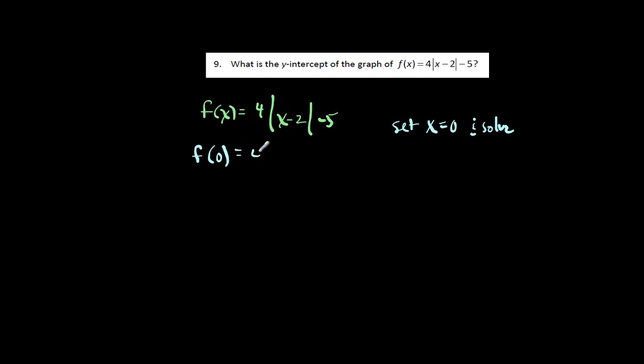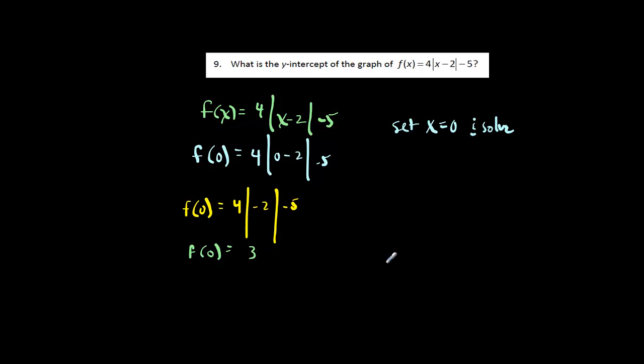Number 9, what is the y-intercept? So here's your function. The general rule is whenever you want to get the y-intercept, you set x equal to 0 and you solve. So if I set x to 0 here, f of 0 is 4 times the absolute value of 0 minus 2, minus 5. So f of 0 is 4 times the absolute value of negative 2, which is 4 times 2, which is 8. 8 minus 5 is 3. So the y-intercept is 3.